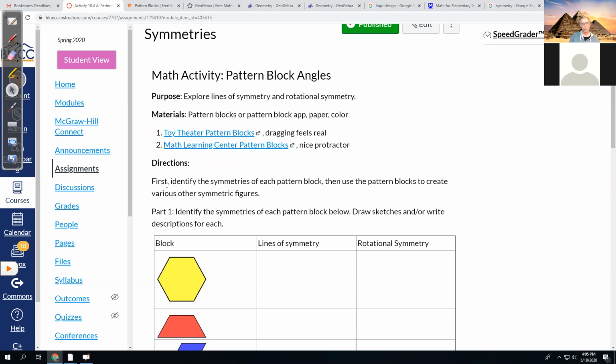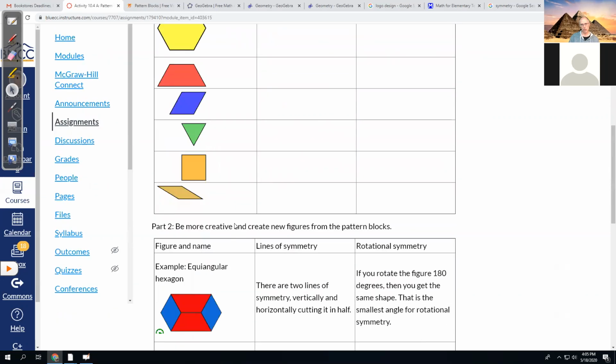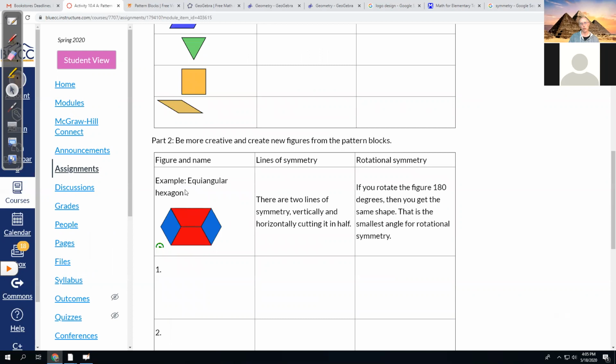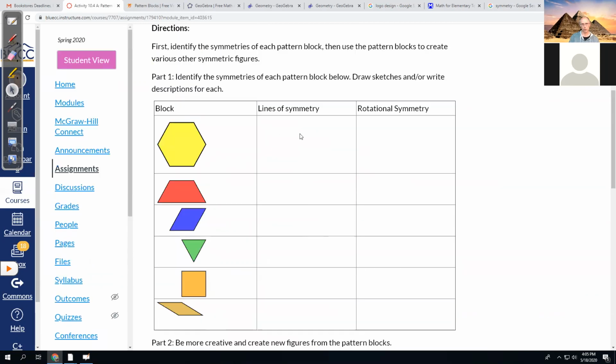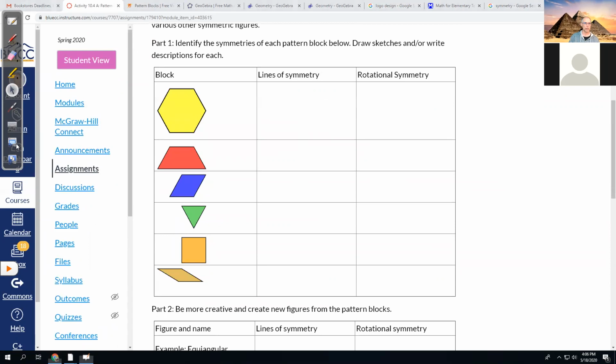And so the first part of the activity is to identify the symmetries of each pattern block. And then the second part is you're going to create your own designs. And so down here, you can see that design I was playing with earlier, and then I talk about its lines of symmetry and I talk about its rotational symmetry. Alternatively, I could put some sketches in here, and I'm going to do a little of both for these. So let's add this to my notebook.